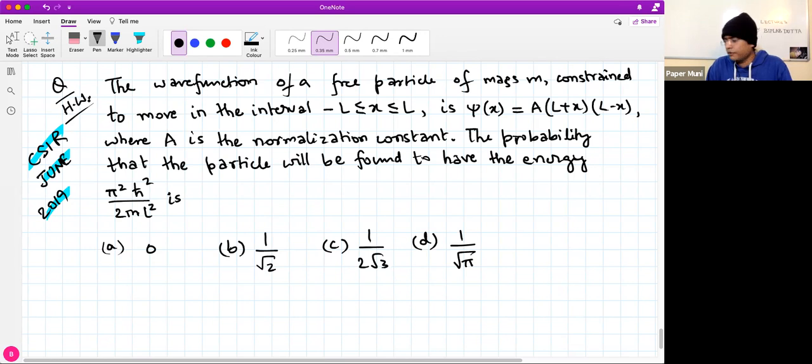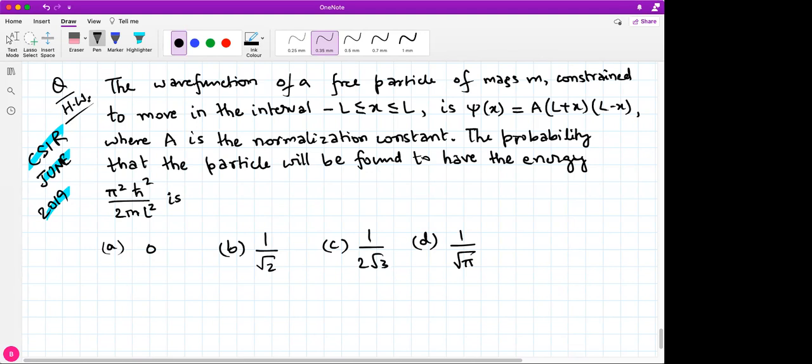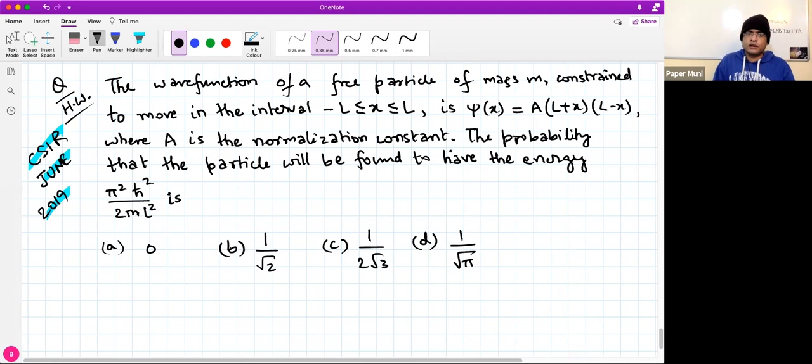So shall we stop here? Yes, sir. Let's stop here. The thing is, just a little bit of quantum mechanics each day gives you a good score. Okay, sir. All right.